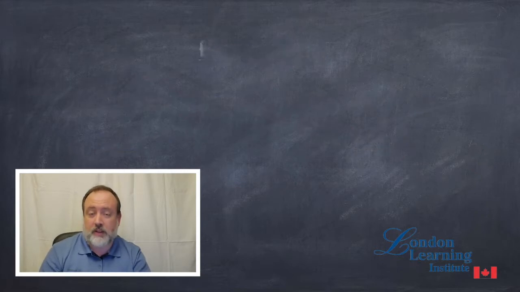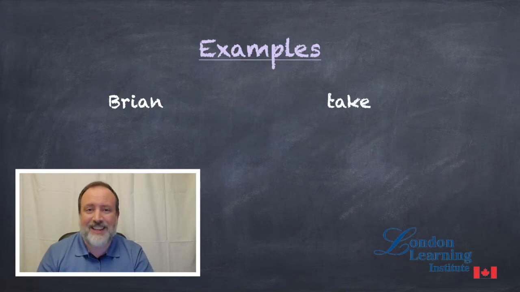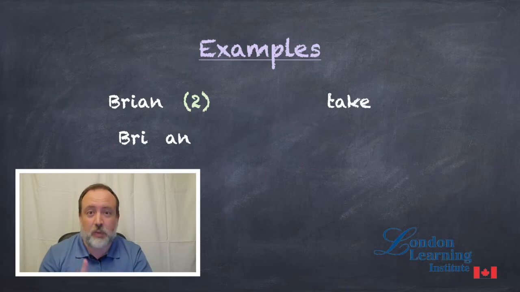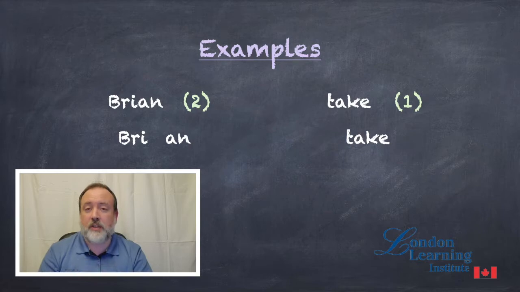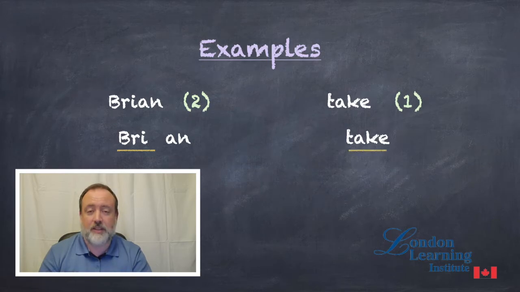Here are 2 more examples. My name, Brian, and the verb take. My name has 2 syllables. Brian. Bri-an. 2 syllables. Take is just 1 syllable. Take. So in my name, which syllable is stressed? Think about it for a minute. Brian. Brian. It's the first syllable. And take, there's only 1 syllable, so the whole word is stressed. Take.